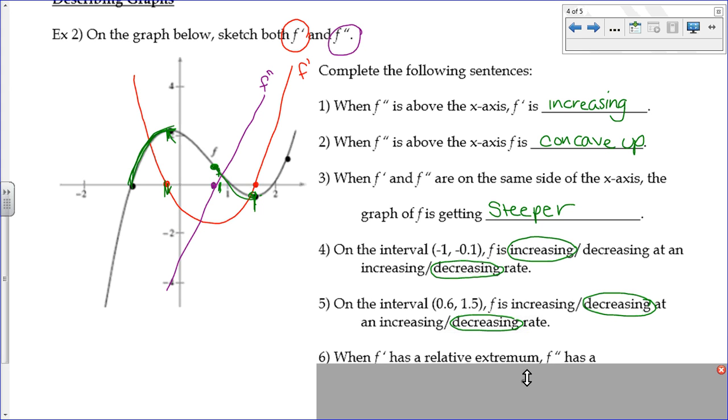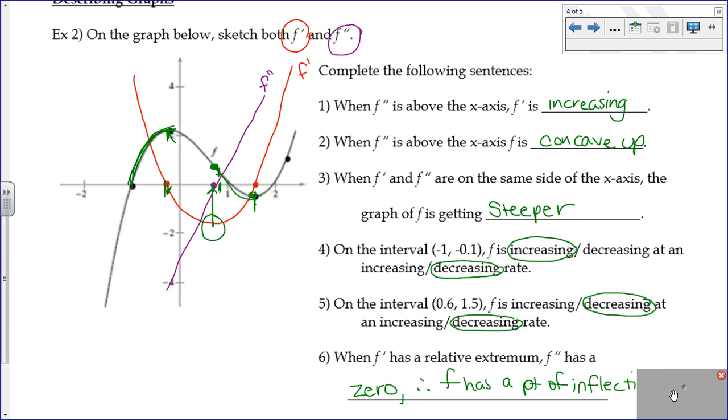And then last but not least, what did I ask? When f prime has a relative extremum. Okay, now this is a pretty unique one. When f prime has a relative extremum, that's right here, and that goes with this x value. So when f prime has a relative extremum, f double prime has a 0. But we're going to continue that to say, well, wait, when f double prime has a 0 and it crosses through the axis, f would have a point of inflection. So whenever f prime has a relative extremum, not just any horizontal tangent, but when f prime has a relative extremum, f will absolutely have a point of inflection.